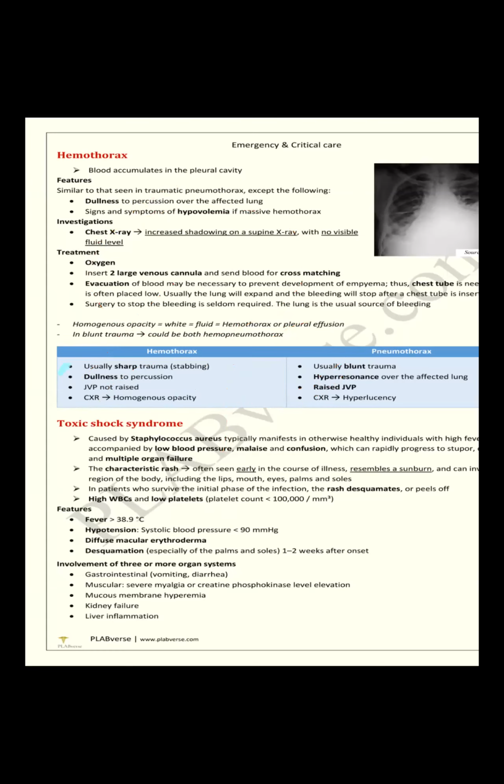Okay, toxic shock syndrome. Staphylococcus aureus typically manifests as toxic shock syndrome: low blood pressure, malaise, confusion. But remember, toxic shock syndrome develops a characteristic rash with desquamation, high WBC, low platelets. So fever, hypotension, diffuse macular erythroderma, desquamation. This is the picture. We see more organ damage, gastrointestinal, and there will be kidney injury. So these are the features of toxic shock syndrome.